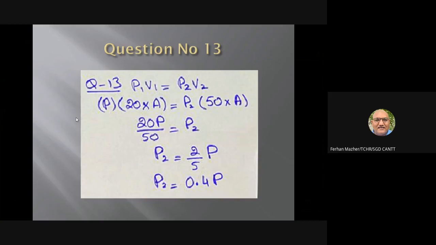So A and A will be cancelled from both the sides, and P2 will be equal to 20P divided by 50. So 0 and 0 cancel, it will become 2 by 5 P. 2 by 5 P means 0.4P. So the value of P2 will be 0.4P. I hope that you have understood. 0.4P.